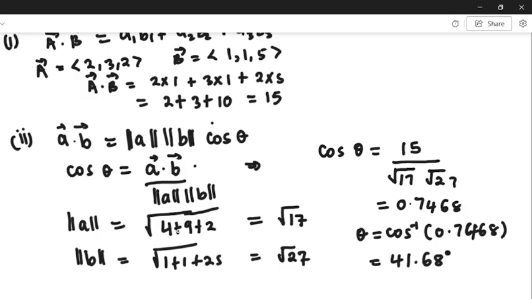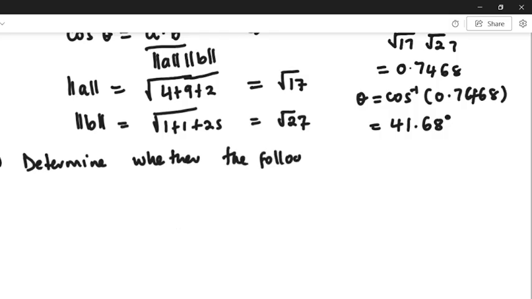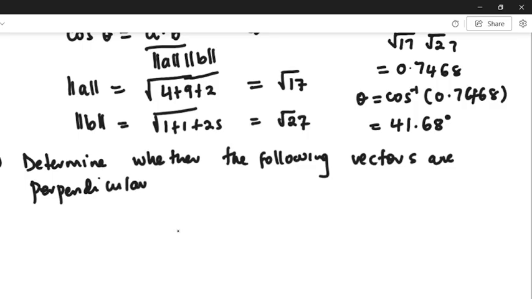So another question is to determine whether the following vectors are orthogonal. So that's our example 2. Determine whether the following vectors are orthogonal. And we say that orthogonal means 90 degrees. They form 90 degrees when you join them.